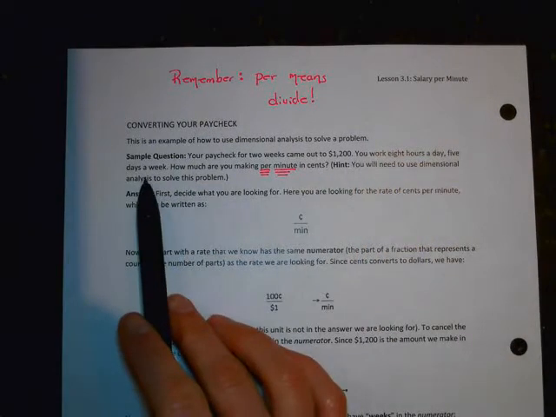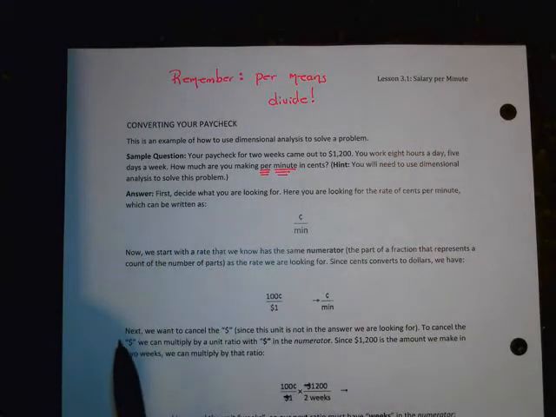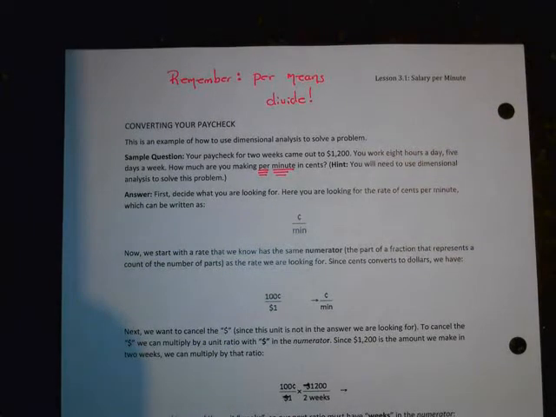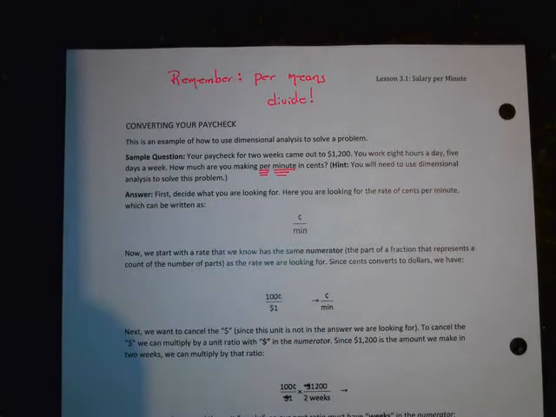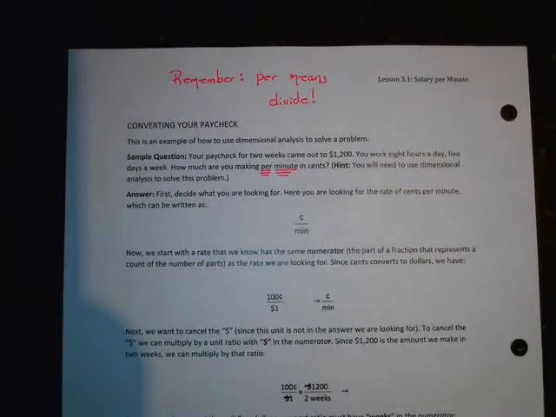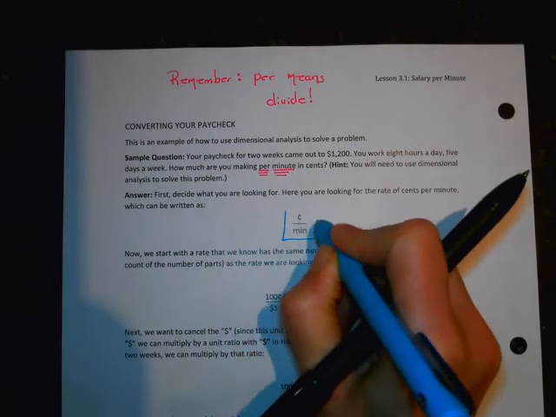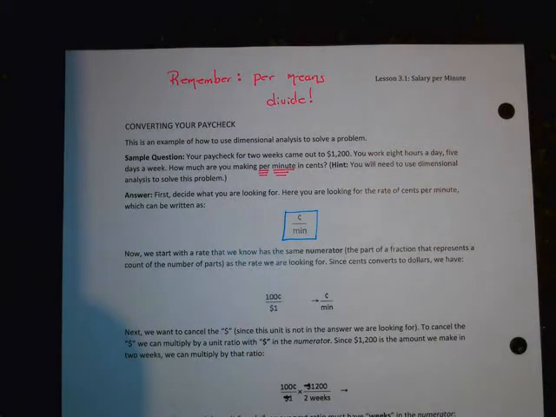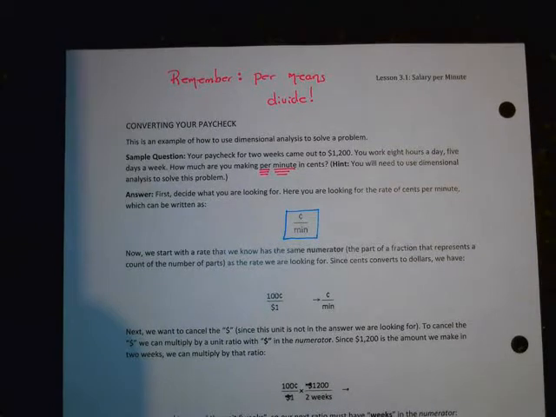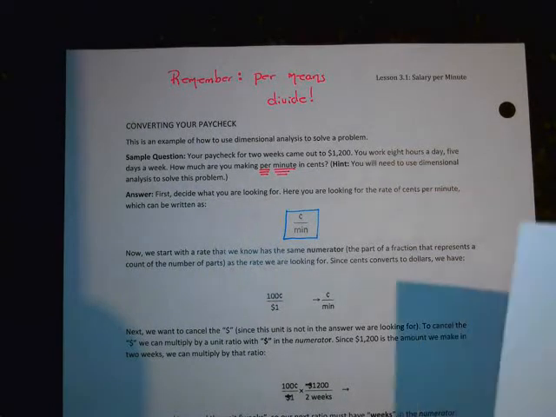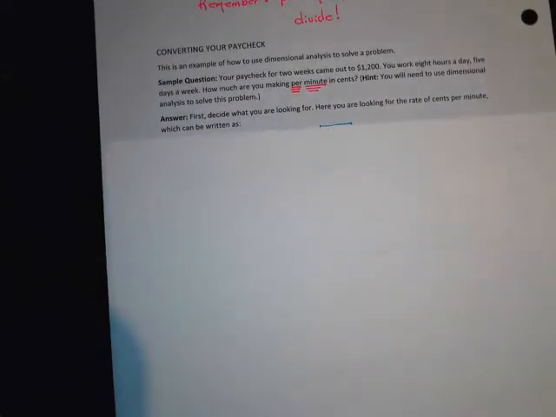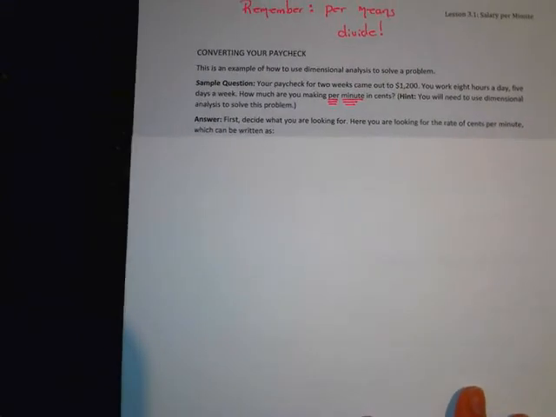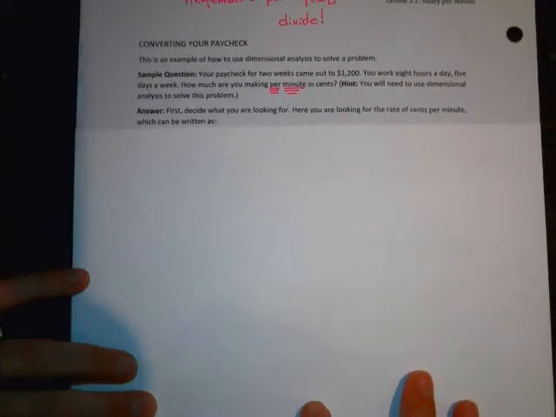So per minute, the minute goes on the bottom and the cents goes on the top. So that's what our goal is. We're trying to convert our paycheck so that we will get it in cents per minute. All right, so I'm going to do this on scrap paper. You can follow their work, but I'm going to work it out so that we can understand what's happening. So the first thing I always do is write out what we're given, okay? So we are given, get this straight here so you guys can see it, we're given that we make $1,200 in 2 weeks.